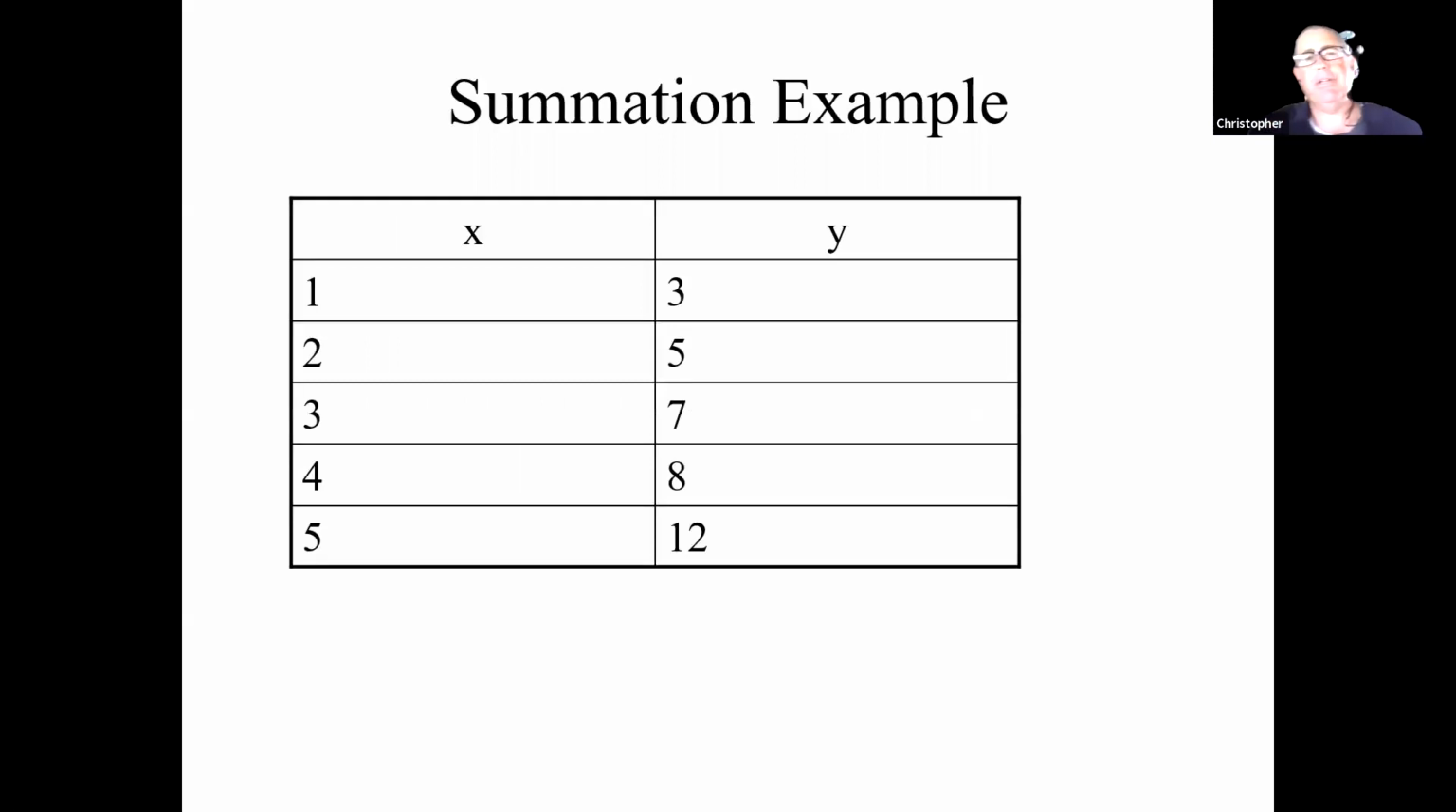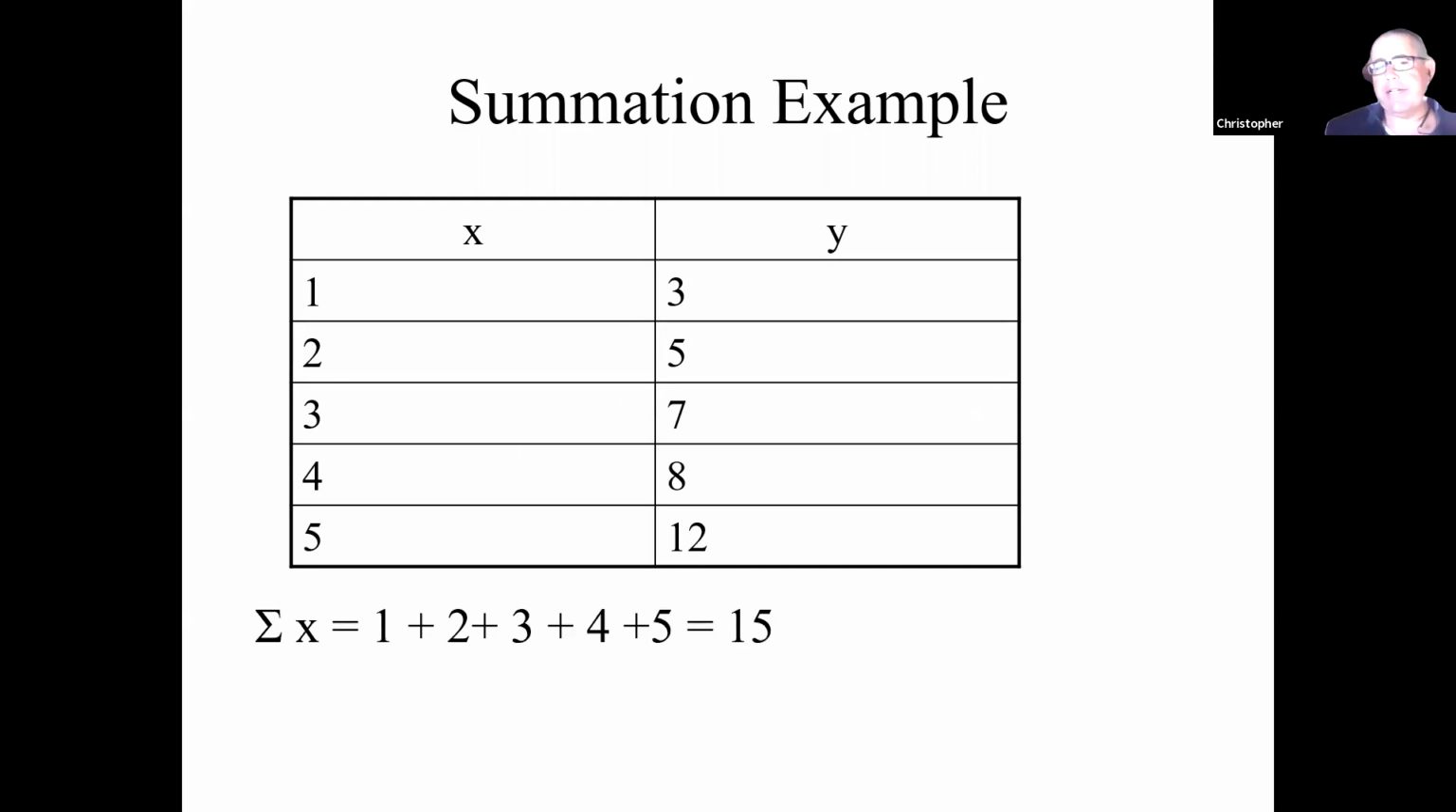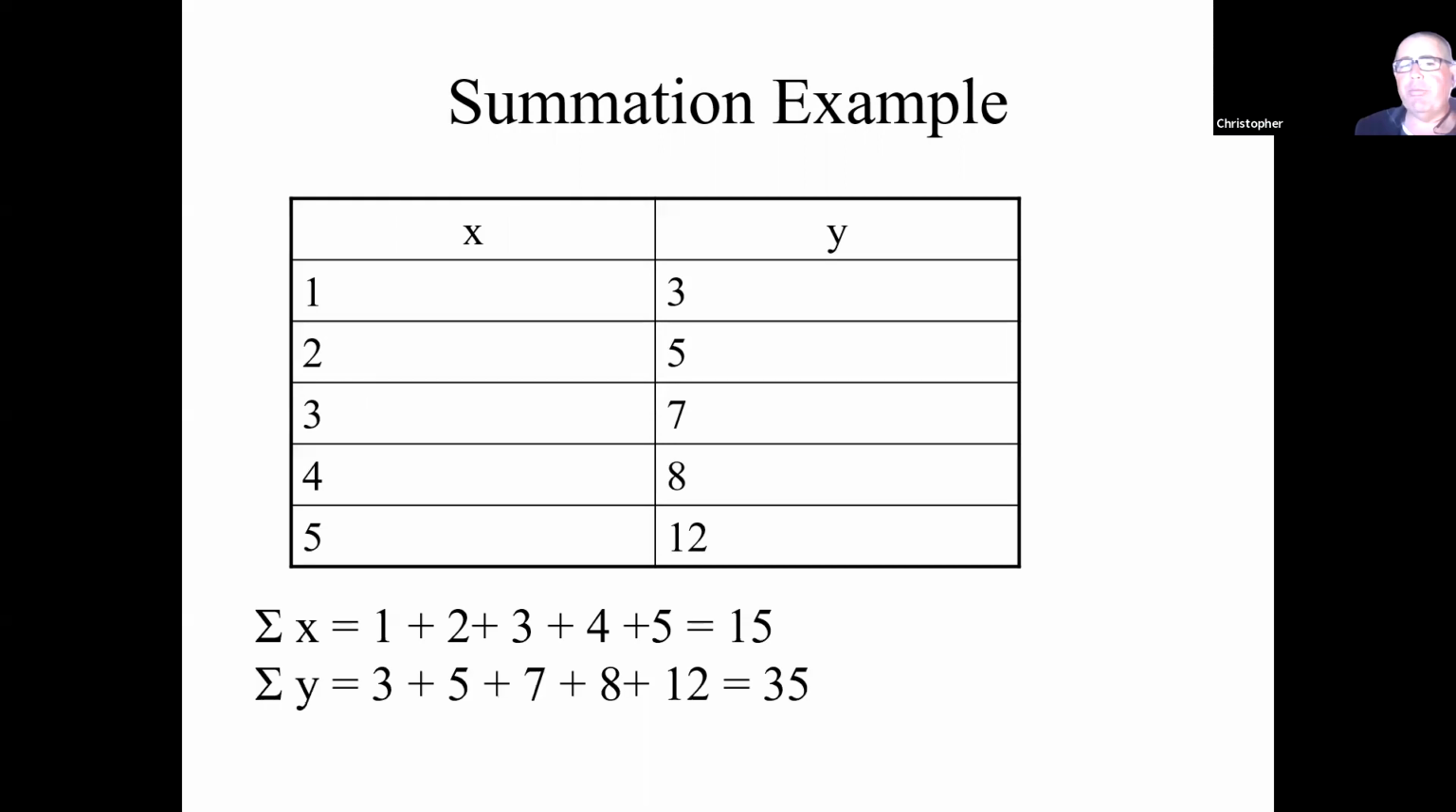Just as an example, here we've got a column called X and a column called Y. You might see something that says sum X. All that means is take each of those scores and add them up, 1 plus 2 plus 3 plus 4. Similarly, we might do the same for Y, and we just add up each of those Y scores. So that's all that summation sign is telling us.